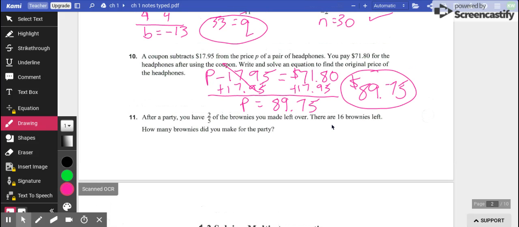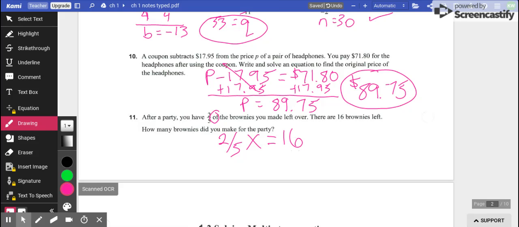Okay, so after a party, you have 2/5 of the brownies you made left over. So 2/5 of is a key word here. Of, whenever you see of, that's a clue that you're going to be using multiplication. So if we made x represent how many brownies we made, we could have used the letter B, doesn't really matter. Just some variable to represent how many brownies we made. So 2/5 of however many we made is equal to 16.